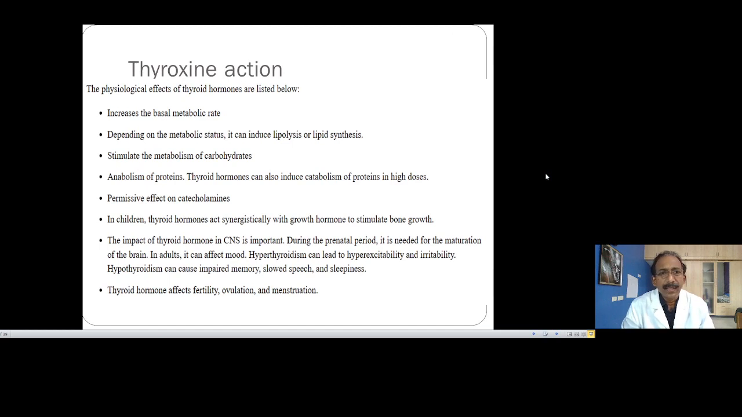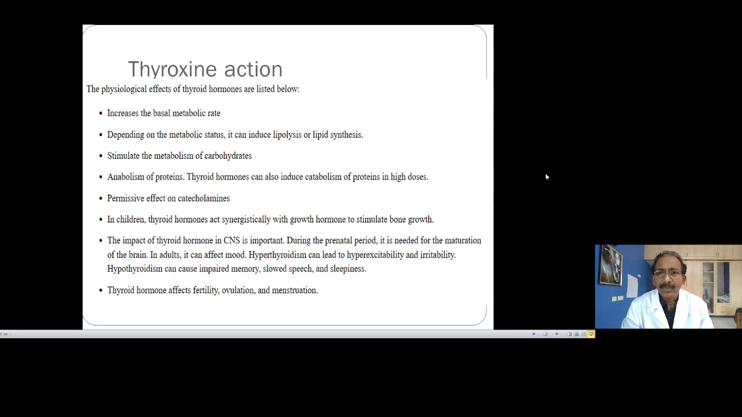And what does it do? Thyroxine has a variety of physiological effects, of which the first is that the basal metabolic rate is controlled by thyroxine. It increases the basal metabolic rate. It depends on the metabolic status. It can induce lipolysis or lipid synthesis, which means it is a catabolic hormone. It can also stimulate the metabolism of carbohydrates. But when it comes to proteins, it has an anabolic effect.